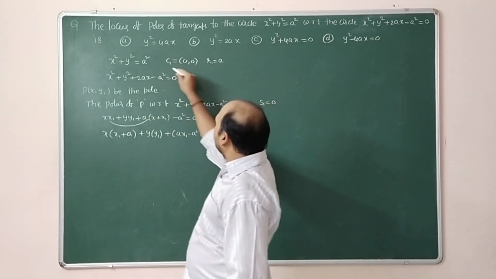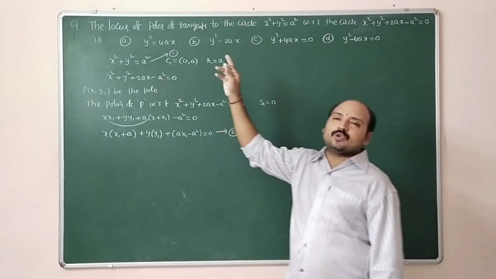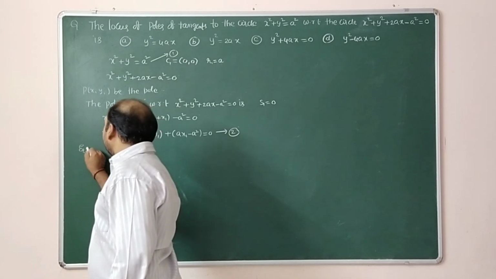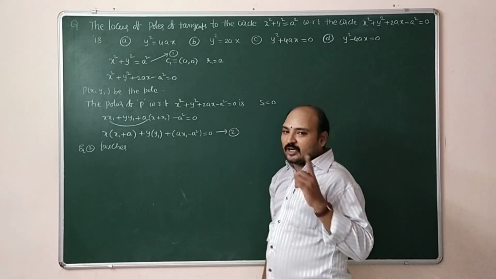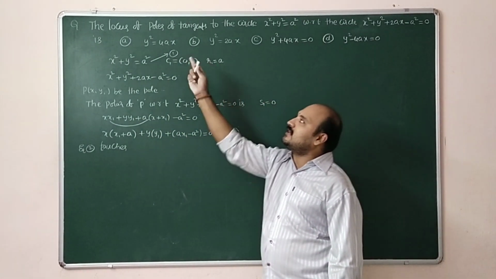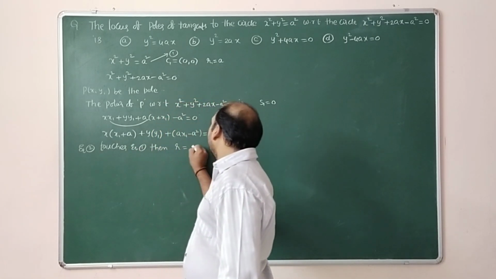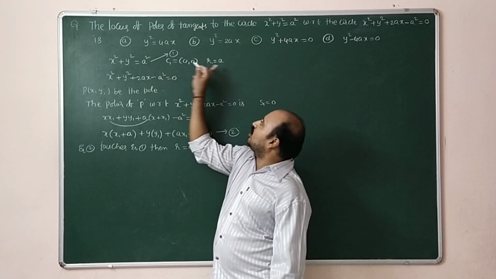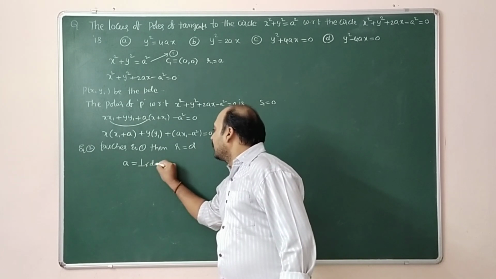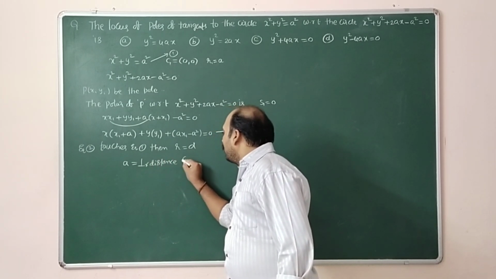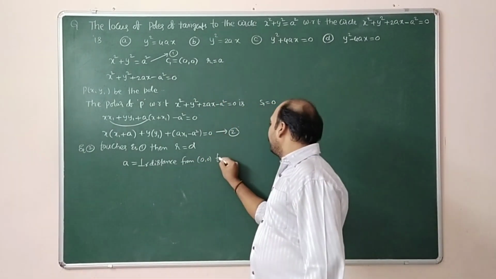Take this as equation 2 and the first circle as equation 1. Equation 2 touches equation 1, that is, equation 2 is a tangent. Poles of tangents means only that: this polar equation is a tangent to circle 1. If it touches equation 1, then r is equal to d. The radius of this circle is a, so a is equal to d, the perpendicular distance from the circle center (0, 0) to equation 2.